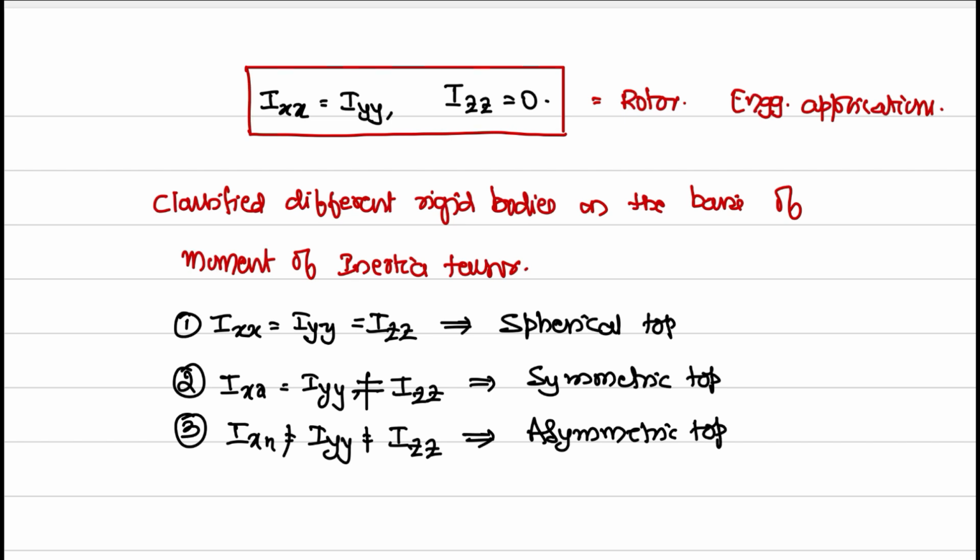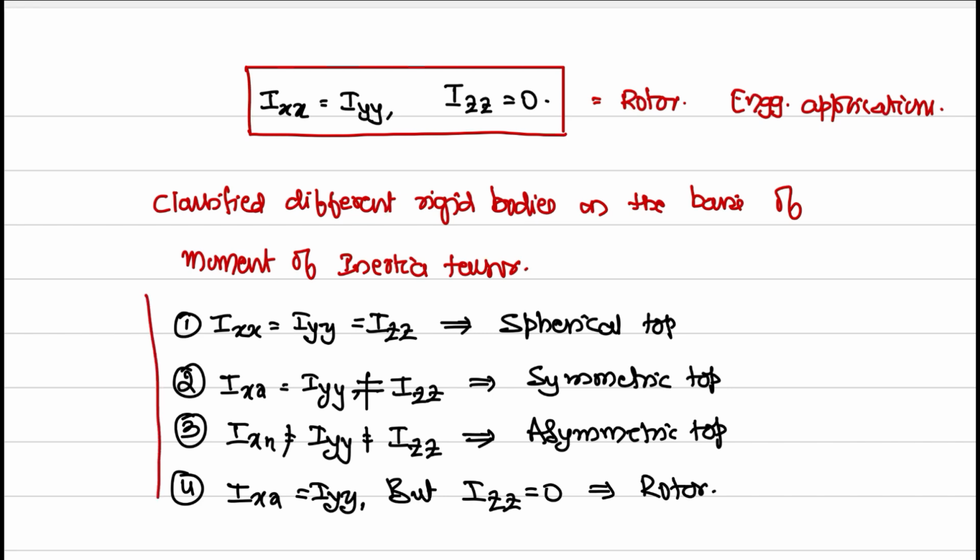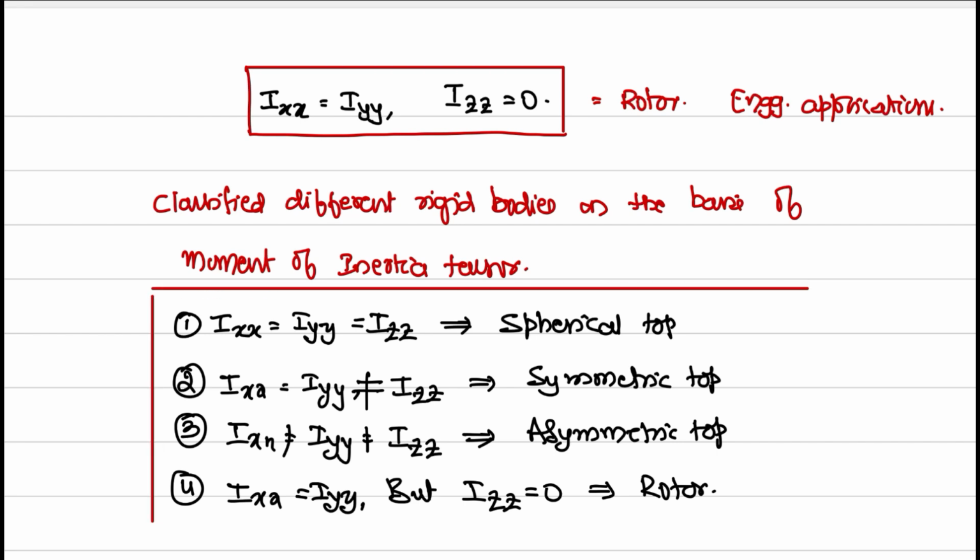All the three are different. Fourth, Ixx is equal to Iyy, but Izz is equal to 0. That implies rotor. Please remember these four definitions, which I have explained to you in detail. Whenever any question comes in JEE Mains or JEE Advanced, if they say that there is a rotor, you can take it for granted that Izz is 0.